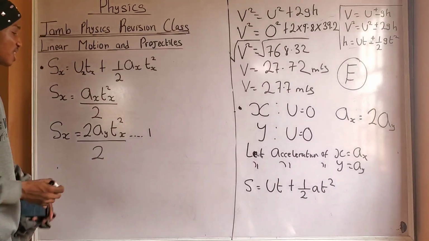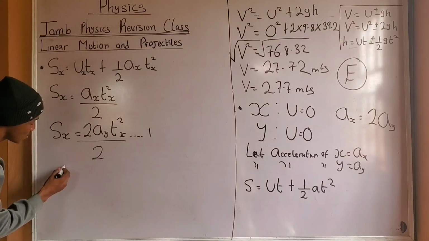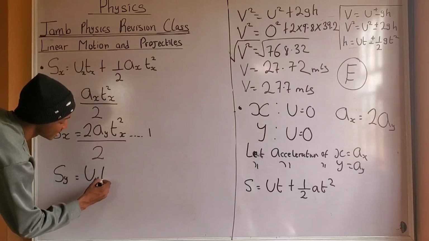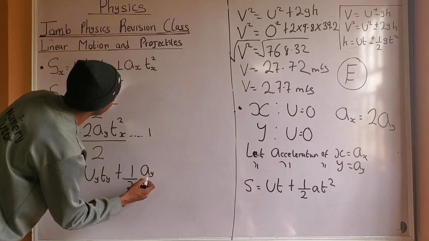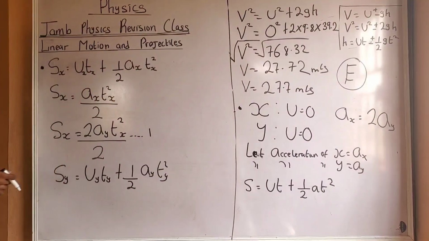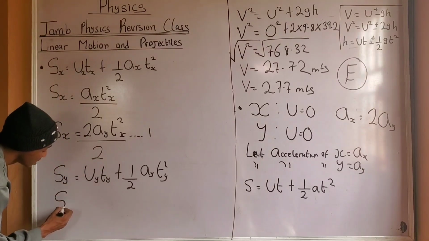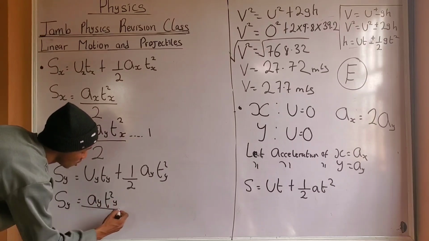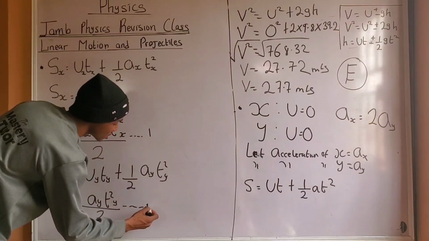Are you getting it? Now, we are still on the question. For particle Y, the distance covered by particle Y will be Sy equals Uy Ty plus 1/2 multiplied by Ay t squared y. Are you getting it? Now, because the initial velocity for both is 0, so this is 0 times ty, that is 0. So the distance covered by particle Y will be equal to Ay t squared y all over 2. Are you getting it? Okay, call this one equation 2.